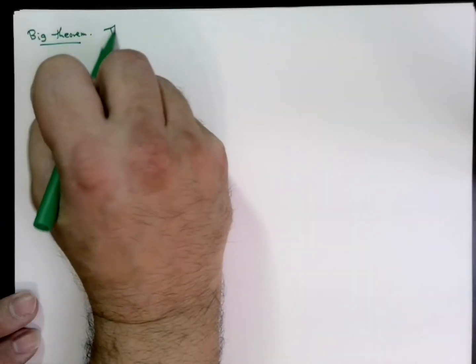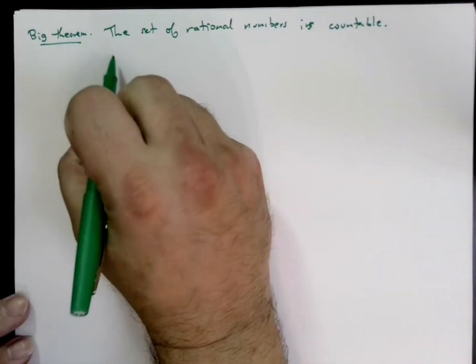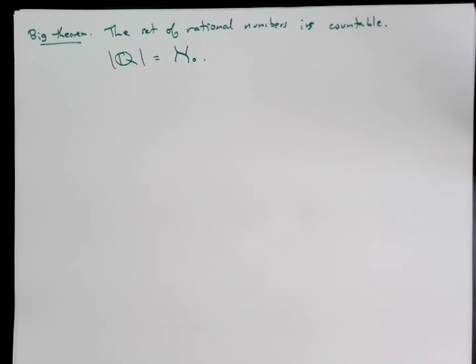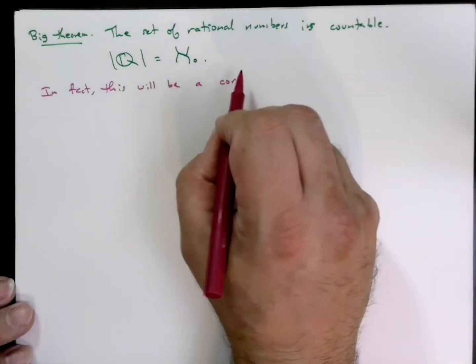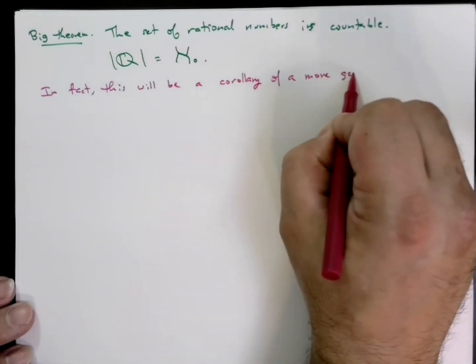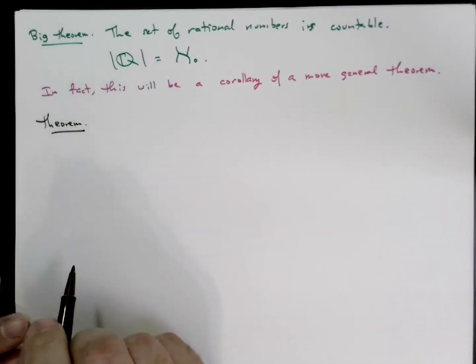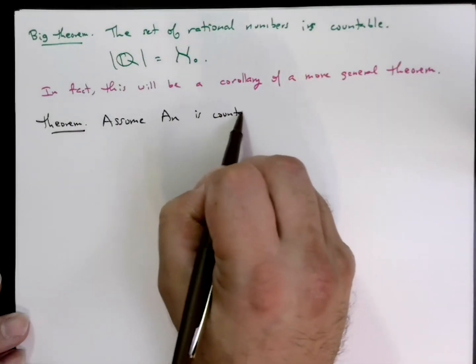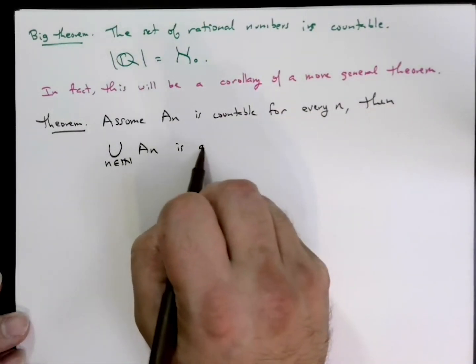Okay, here's a nice result. We're going to show that the rational numbers are countable, or that the cardinality of the rationals is the same as the cardinality of the naturals. In fact, we're going to prove this as a corollary of a more powerful theorem, which tells us that if we have a collection of countable sets indexed by the natural numbers, then their union is also countable.